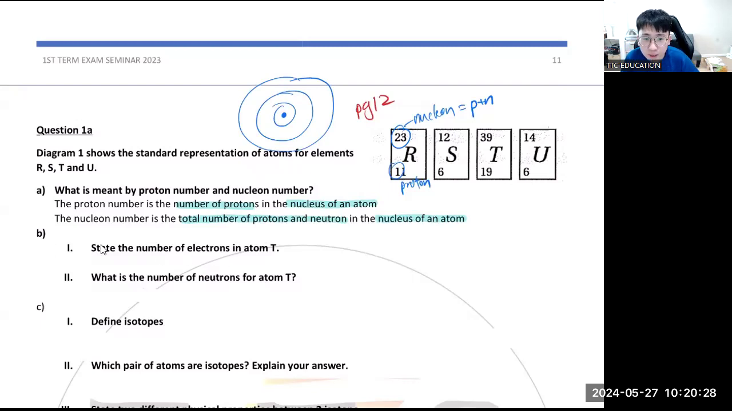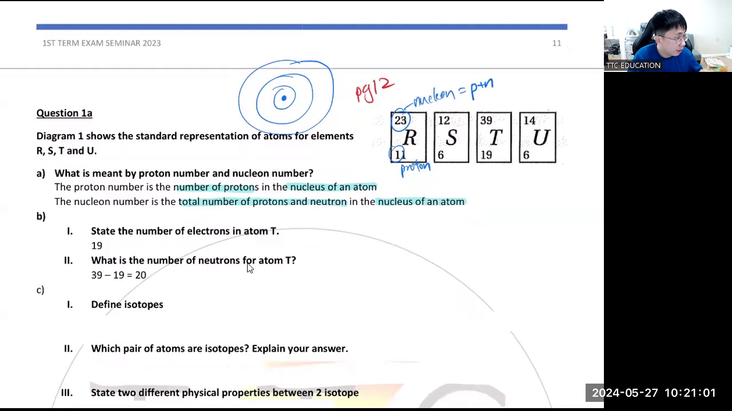Then we state the number of electrons in atom T. How do I know the electrons? Same as protons. If there are 19 protons, then there are 19 electrons. So what is the number of neutrons for T? To get the neutron, we know nucleon equals proton plus neutron, so you move the proton to the other side. You take nucleon minus proton. So we take 39 minus 19, which is 20. So you see, 20.